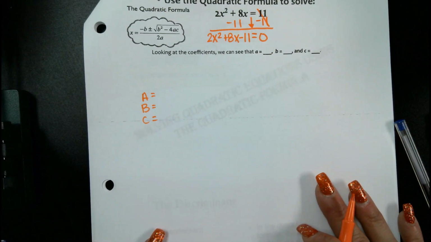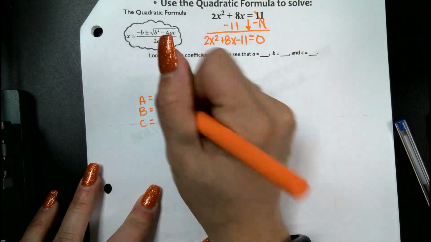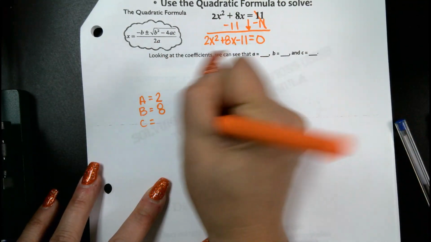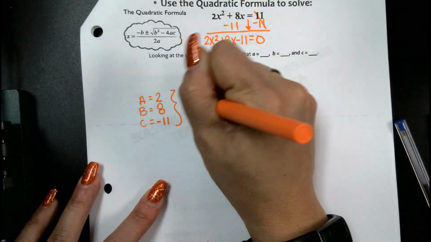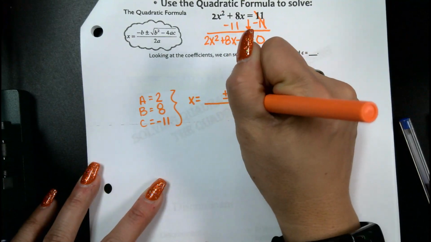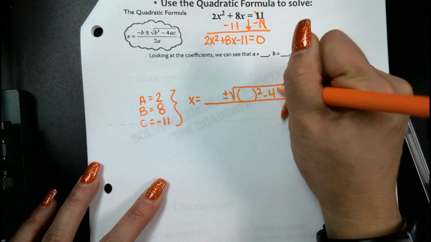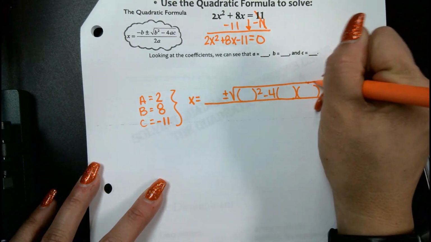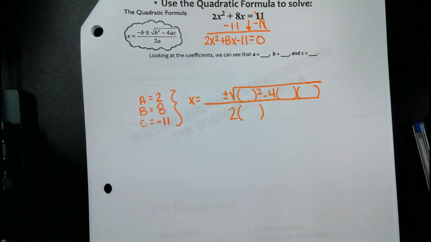Okay, what is A? 2. B, and C? Negative 11. I'm setting it up. I'm not putting any numbers in except for the ones that we know. I'm just leaving everything blank.